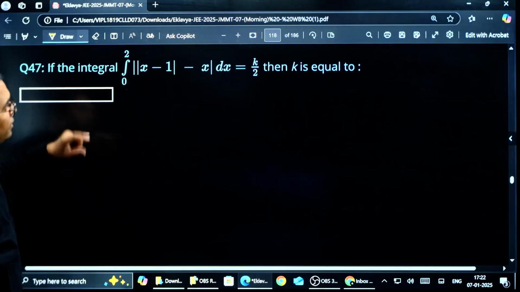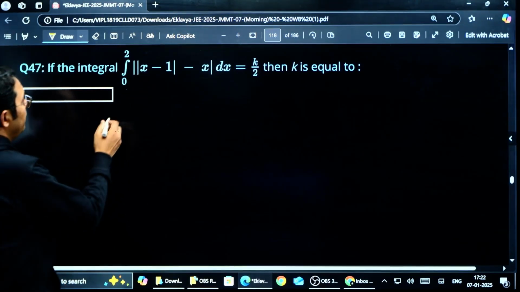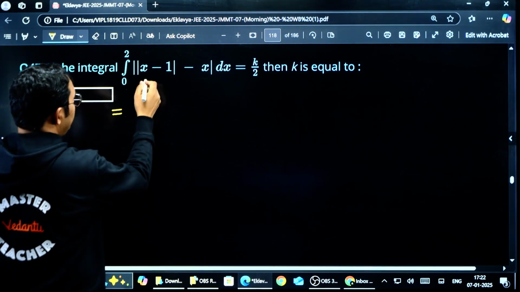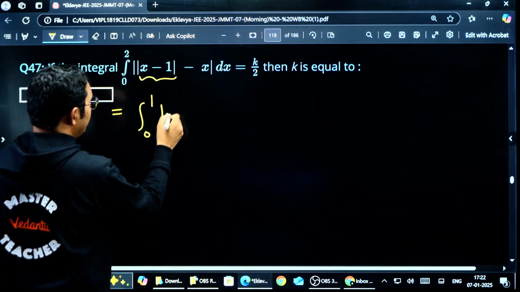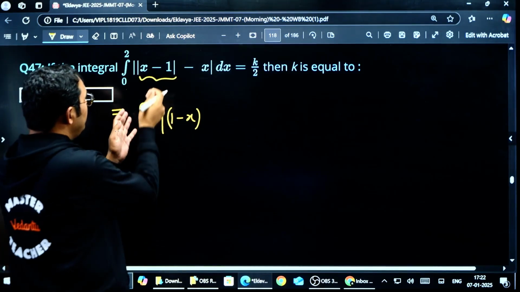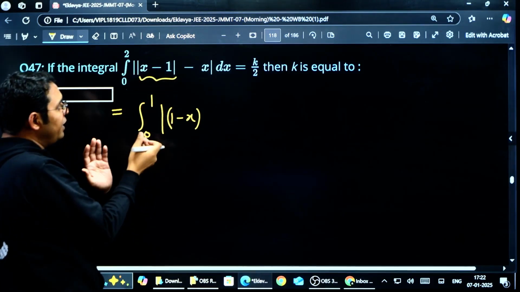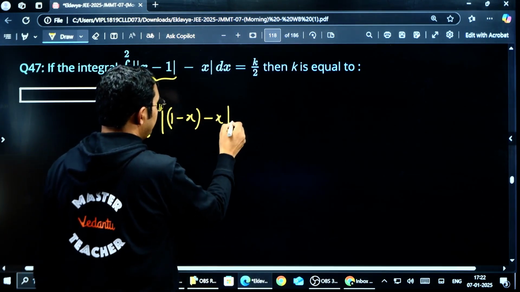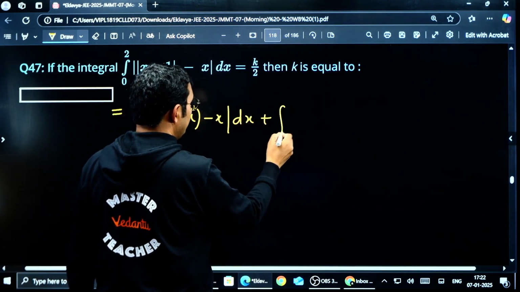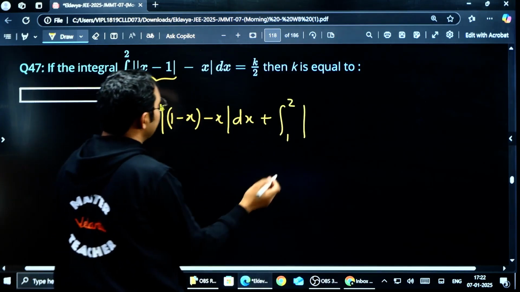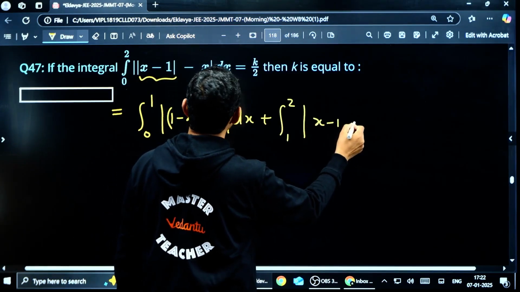Find the integral. Okay, then k is equal to, here we can break this first from 0 to 1, so that mod inside will be written as 1 minus x, because when x is between 0 and 1, this x minus 1 will be negative. So to open this mod, we'll write it as 1 minus x dx plus, from 1 to 2, the expression x minus 1 itself is positive, so we will write it as x minus 1 minus x dx.